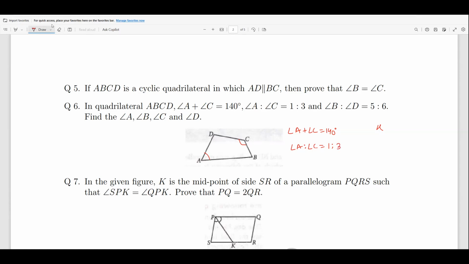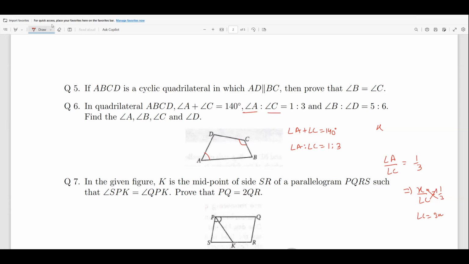If angle A we consider as x, because A to C is 1 by 3, then angle C will be equal to 3x. Okay, you will get angle C is equal to 3x. This is simple, the ratio is given.